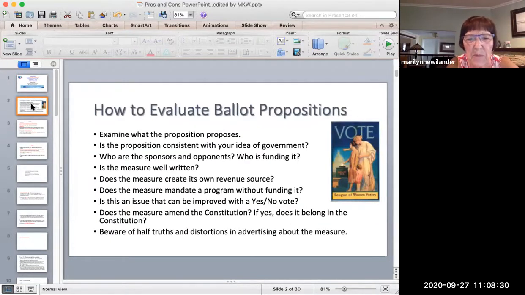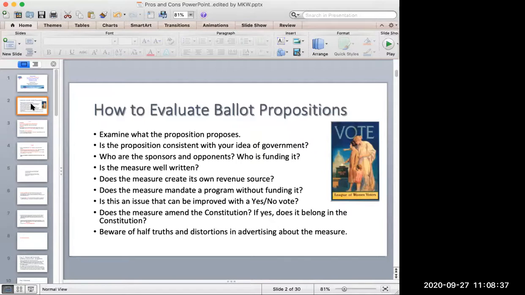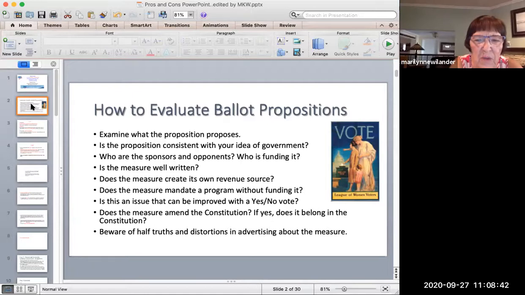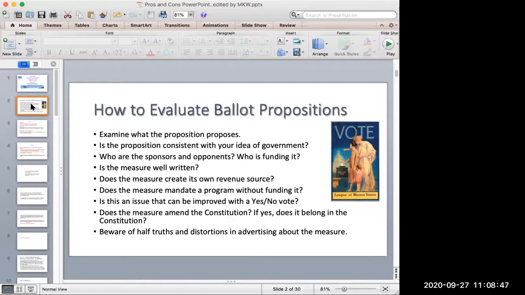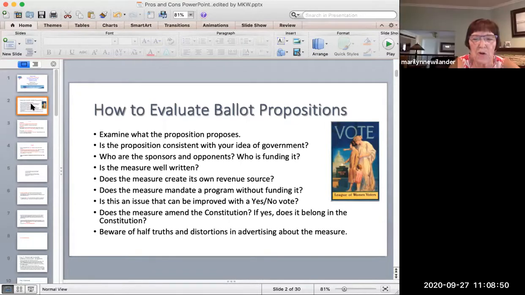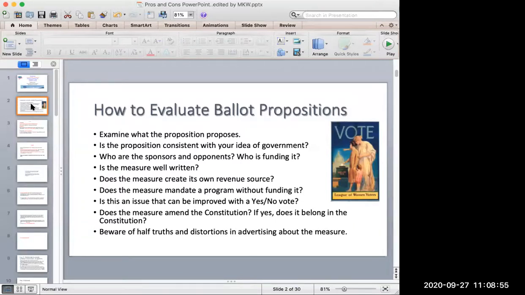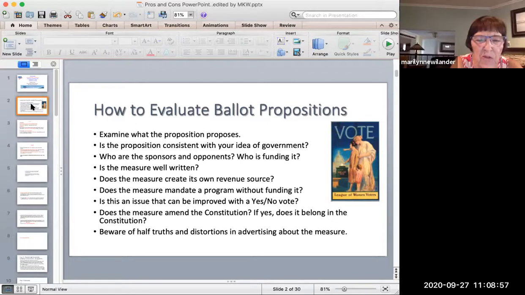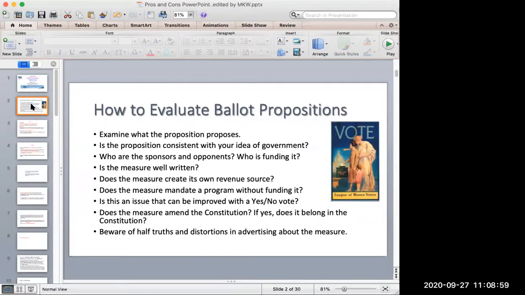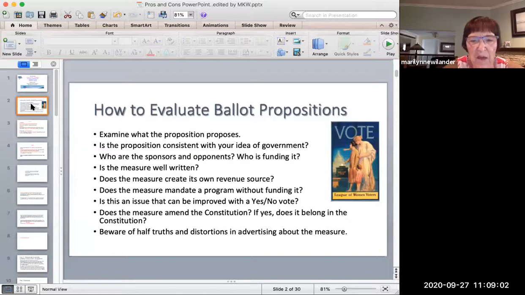So looking at things, how do we evaluate ballot propositions? Examine what the proposition proposes. Is the proposition consistent with your idea of government? Who are the sponsors and opponents? Who is funding it? That's a big question. Is the measure well written? Does it create its own revenue source, or does it just ask for extra money and ask everybody to find what it is? Does the measure mandate a program without funding it? Is this an issue that can be improved with a yes vote or a no vote? Does the measure amend the Constitution? If yes, is it part of the Constitution? And beware of half-truths and distortions in advertising about the measure.